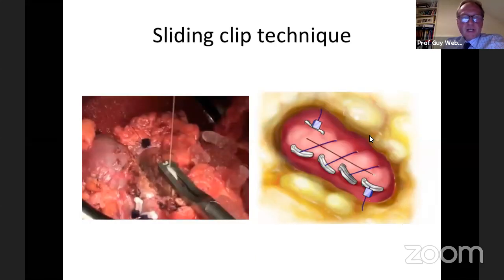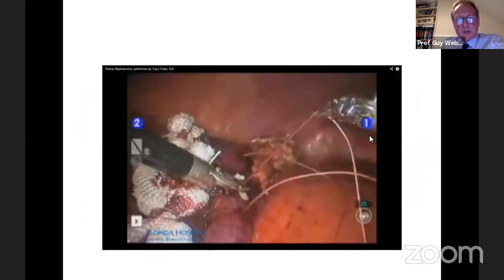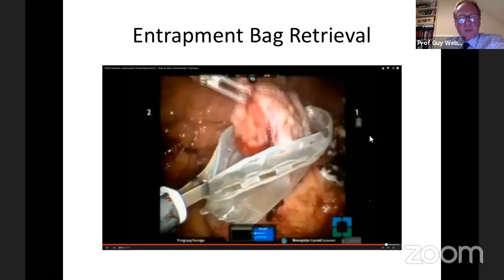And this sliding clip technique, I think, has been fantastic in terms of allowing the tension on the kidney to be at an appropriate level, so it doesn't cause ischemia, but it allows tamponade. And then it's put in an entrapment bag and removed so as to ensure it's a clean retrieval.